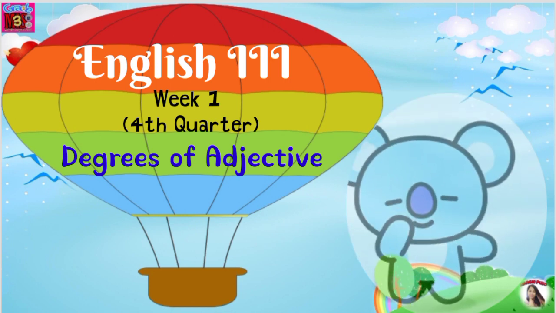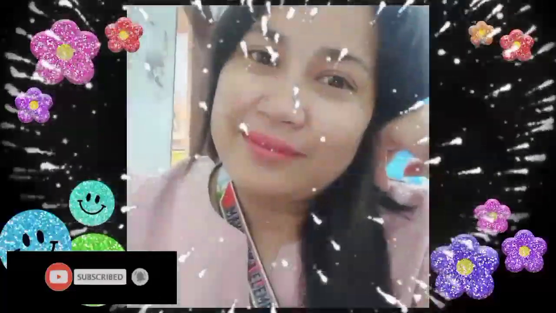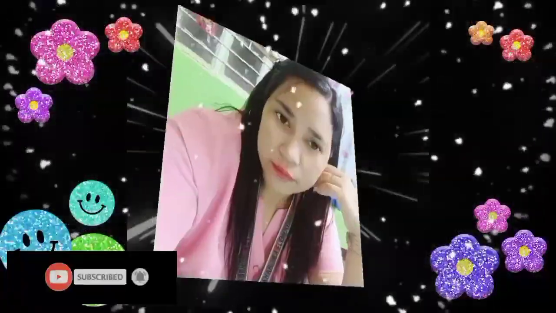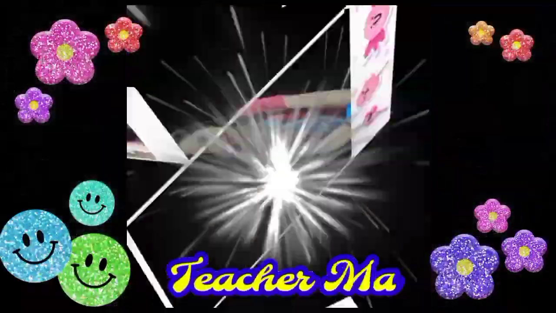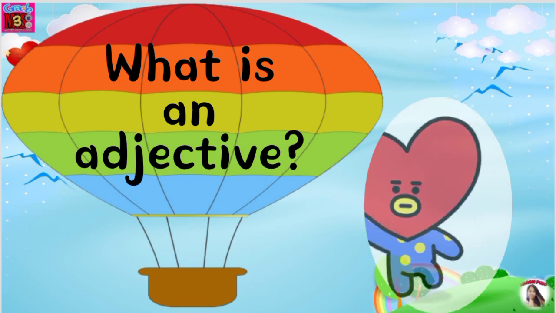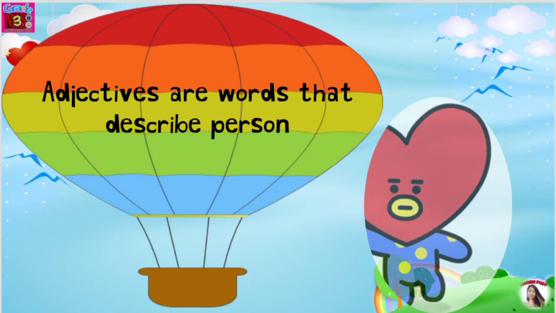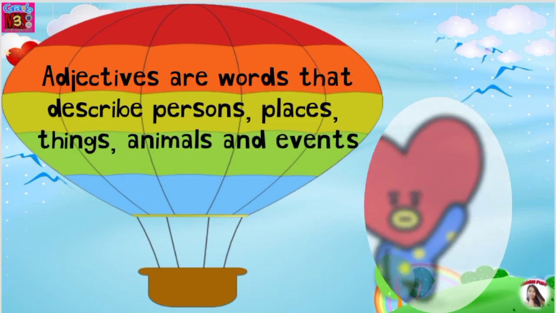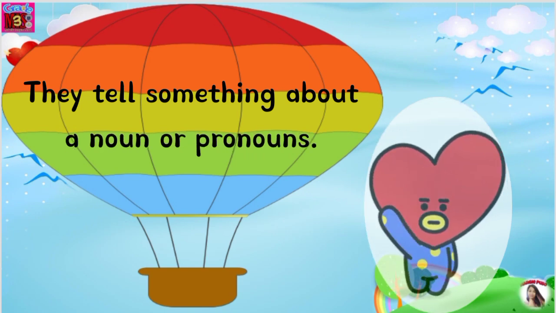For English 3 Week 1, our lesson is about degrees of adjective. So what do you mean by the word adjectives? Adjectives are words that describe persons, places, things, animals, and events. They tell something about a noun or pronoun.